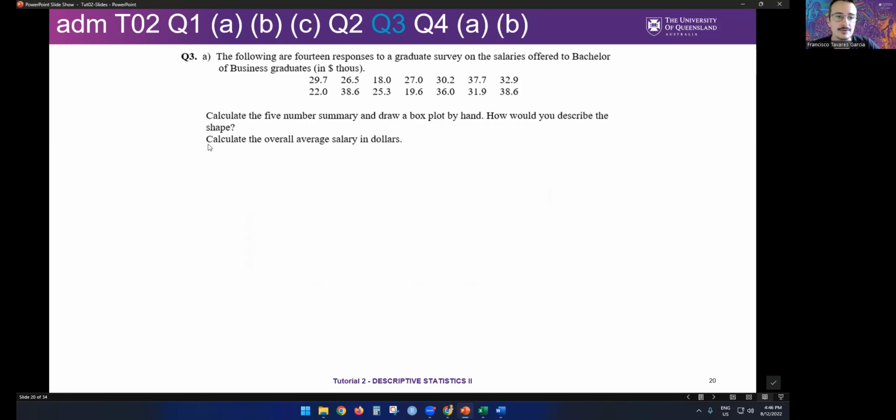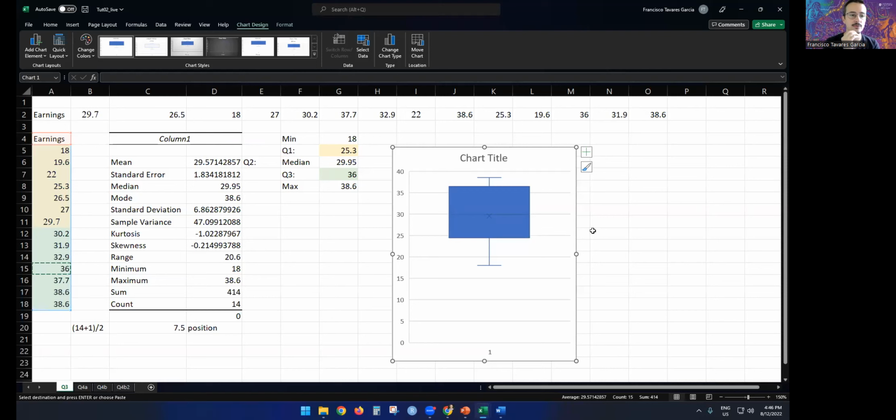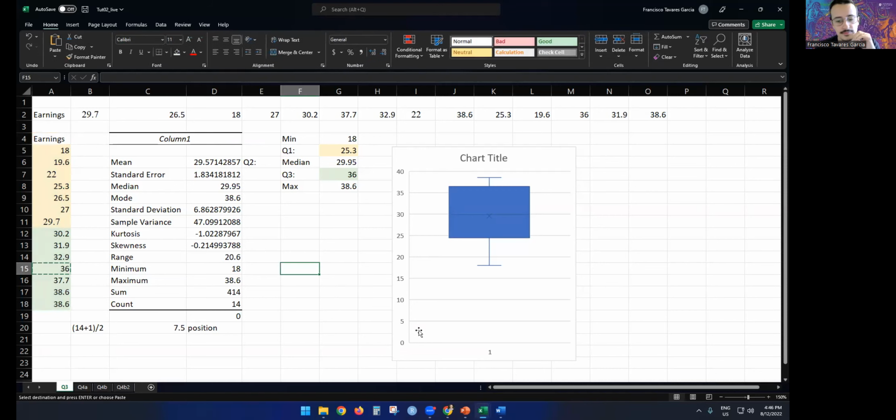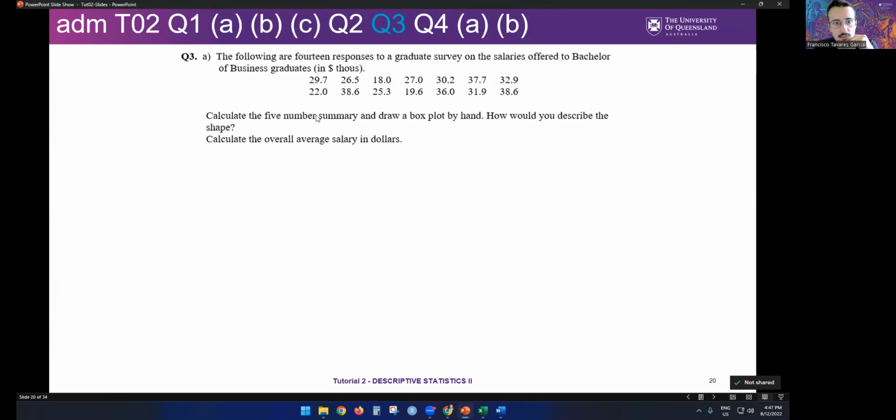Next question. Calculate the overall average in dollars. I think, can I go back to our Excel? I think the value is there already, isn't it? I know that Harry has already posted the value. Oh, nice. Thank you. Exactly. And very good job there, Harry. Look, the mean I calculated was 29.57142857.